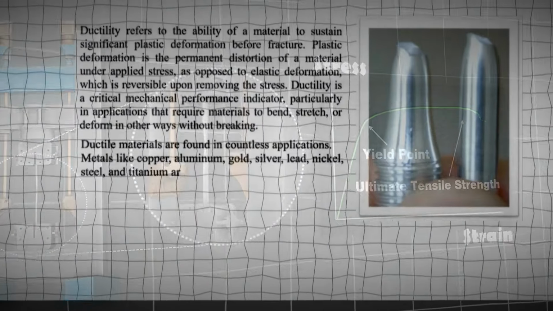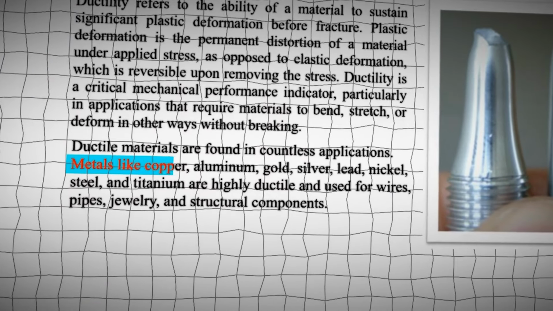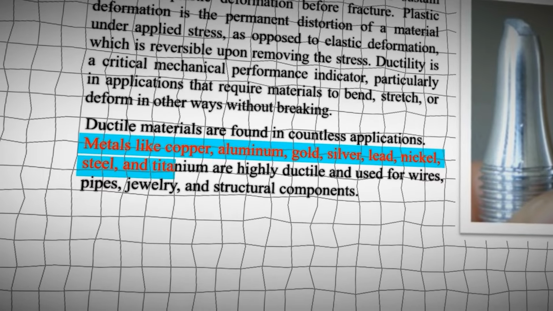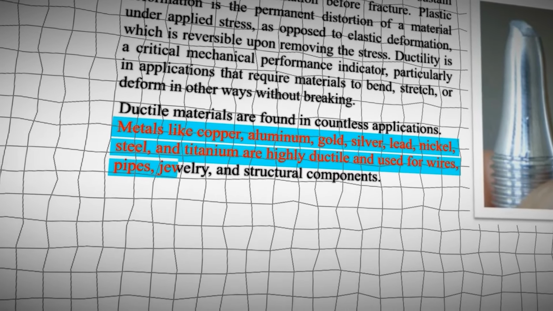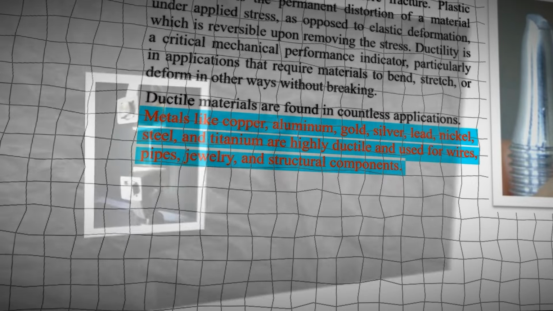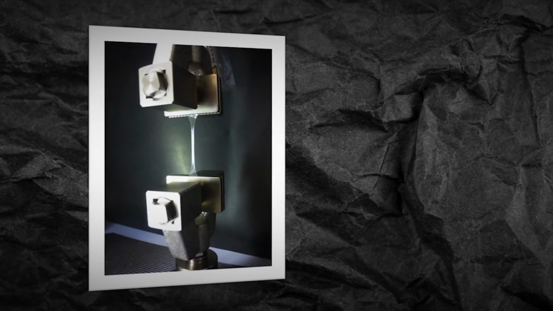Ductile materials are found in countless applications. Metals like copper, aluminum, gold, silver, lead, nickel, steel, and titanium are highly ductile and used for wires, pipes, jewelry, and structural components. Plastic materials are those that can be deformed permanently without fracturing, even at relatively low stresses.